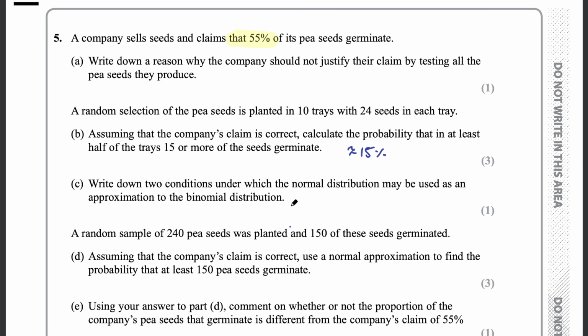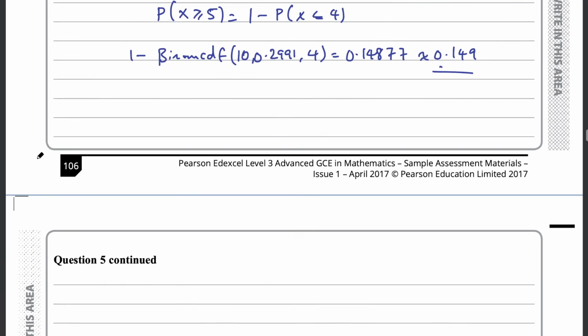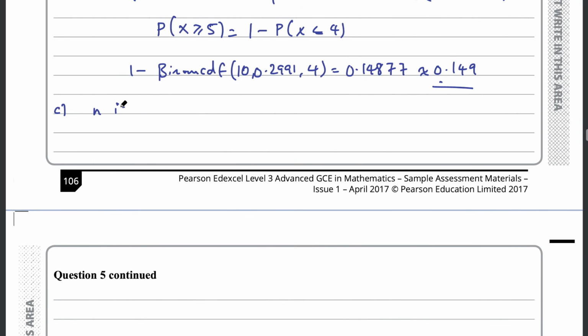Part C says write down two conditions under which the normal distribution may be used as an approximation to the binomial distribution. So hopefully you've seen that before. It's generally when n is large enough and p is close to 0.5. There are other conditions which involve working out np and nq, and they need to be greater than 5. That condition is used to ensure that the mean is far enough away from the minimum and maximum of the normal distribution. But I think for C, they're going to be happy enough with saying that n is large and p is close to 0.5. And you can write those in more detail if you wish.